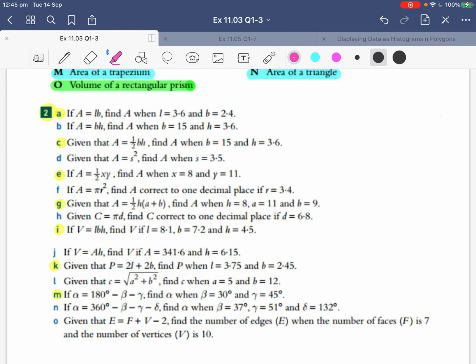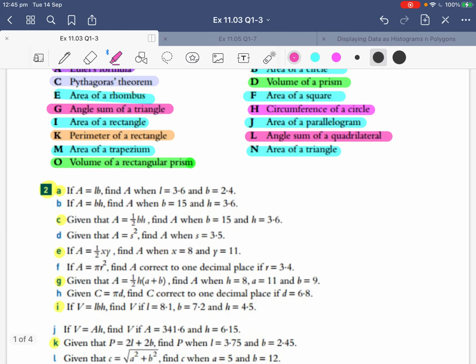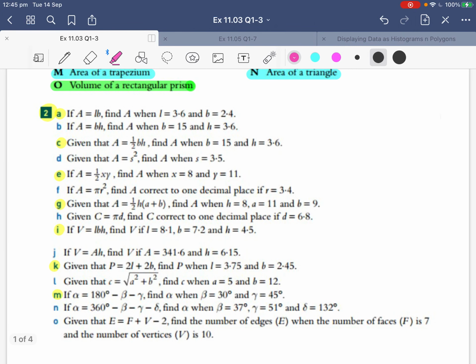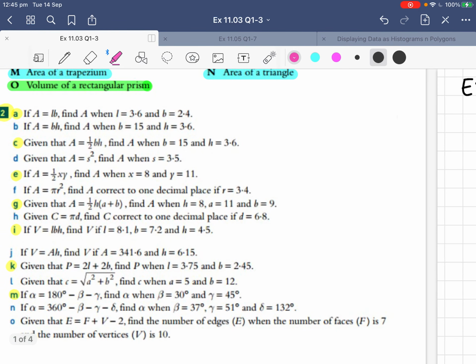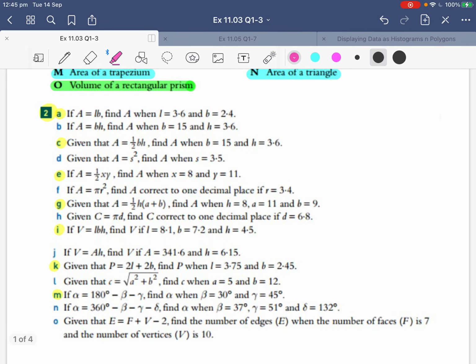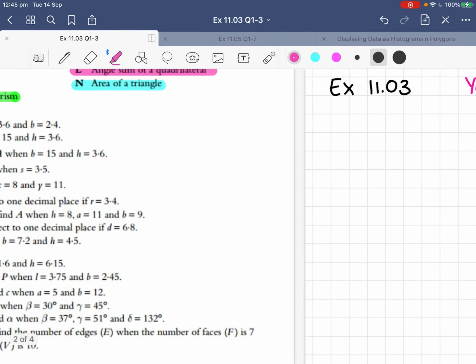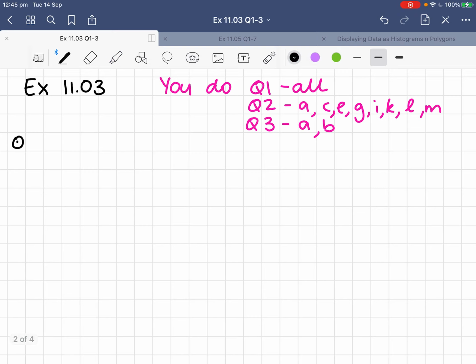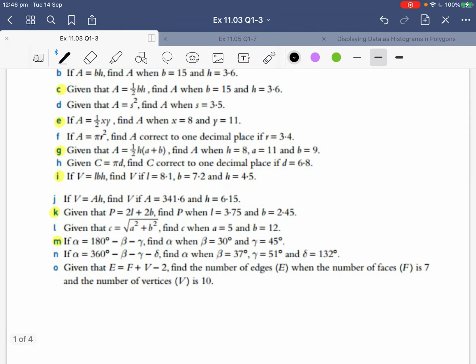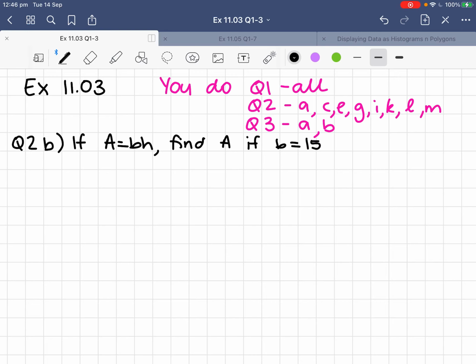What we've been given is one of these formulas that we had up above, and we've been told what the letters stand for and what to find. So if I look at 2B, it says if A equals BH, find A when B equals 15 and H equals 3.6.